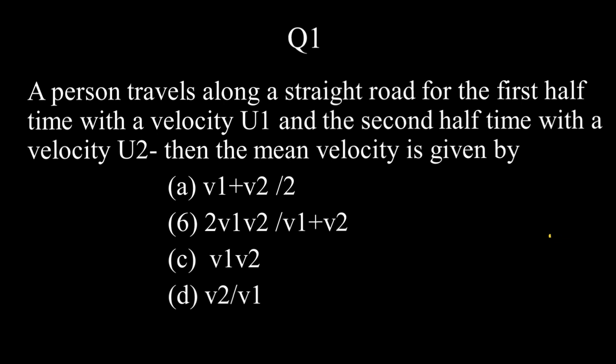Okay, let me just make a small correction here. This is not u1 and u2, let's make it v1 and v2. So we have velocity v1 and velocity v2.